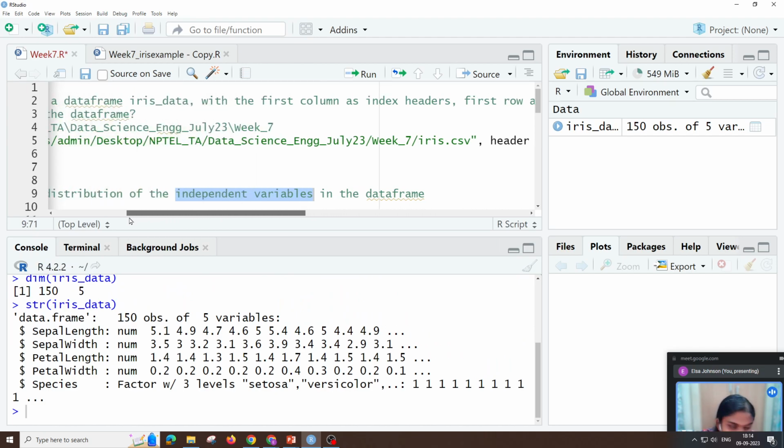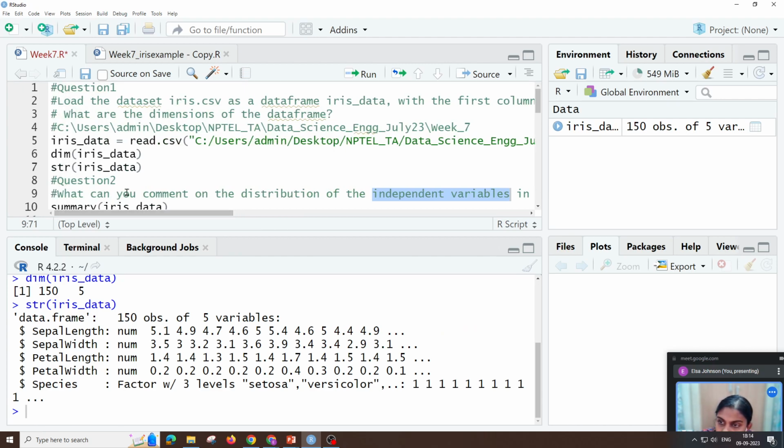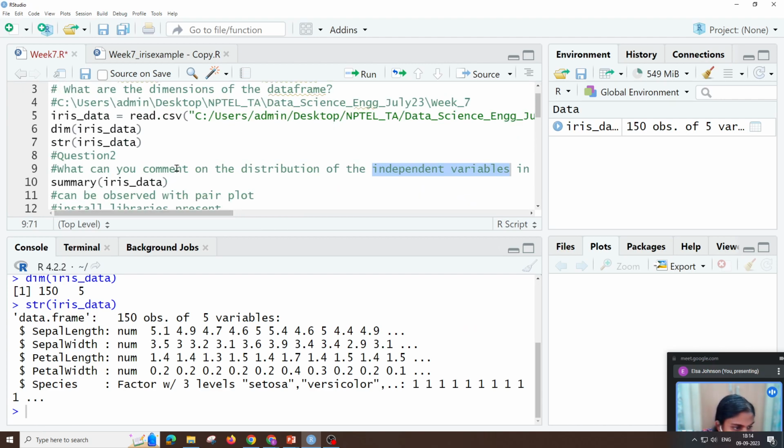By the way, is it visible? Should I increase the size or anything, or is it visible? I hope it's visible. Okay, if anything, I can increase the size. So anyway, you tell me.